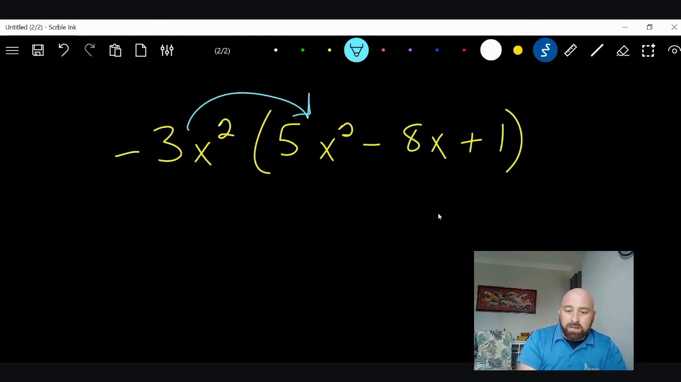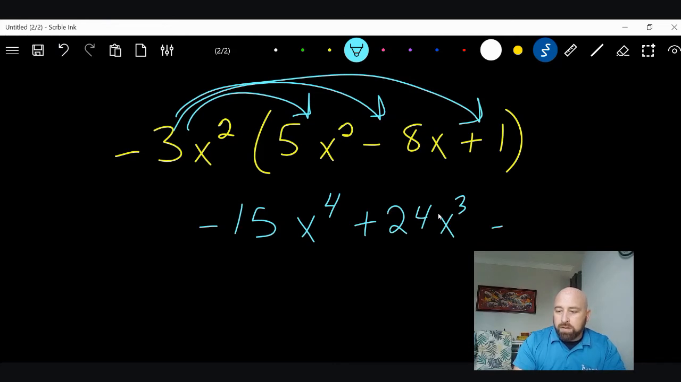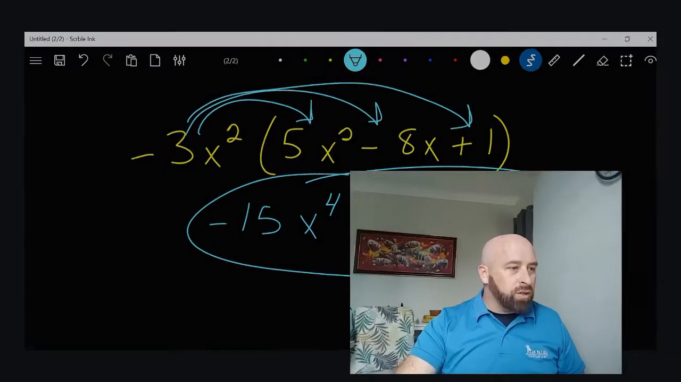Negative 3 times 5 is negative 15. X squared times x squared is x to the 4th. And then we would go here. Negative 3 times negative 8 is going to be a positive 24. 24, sorry. And that's going to be an x cubed. And then we're going to distribute here negative 3 x squared. And that would be our answer right there. Okay? All right. So that's multiplication using distributing.